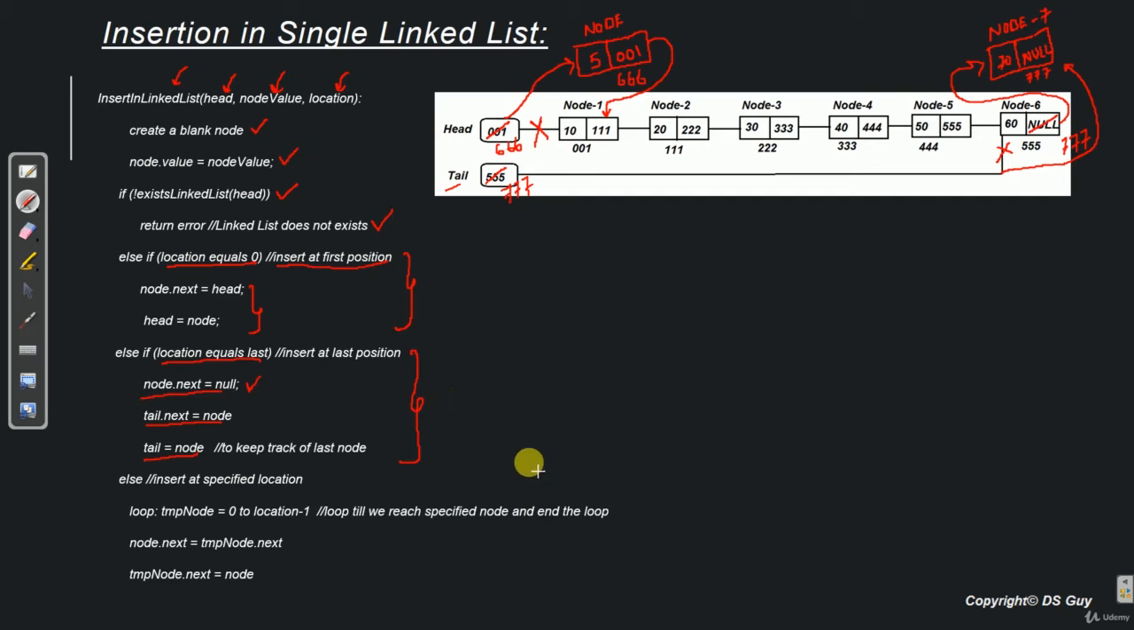Now let's say we want to insert a new node at any other position apart from first and last, that is, anywhere in the middle of the linked list. In that case, the control goes into this block. That is, first we have to create a loop starting from 0, which is the first node, and going till location minus 1. Now what is location?